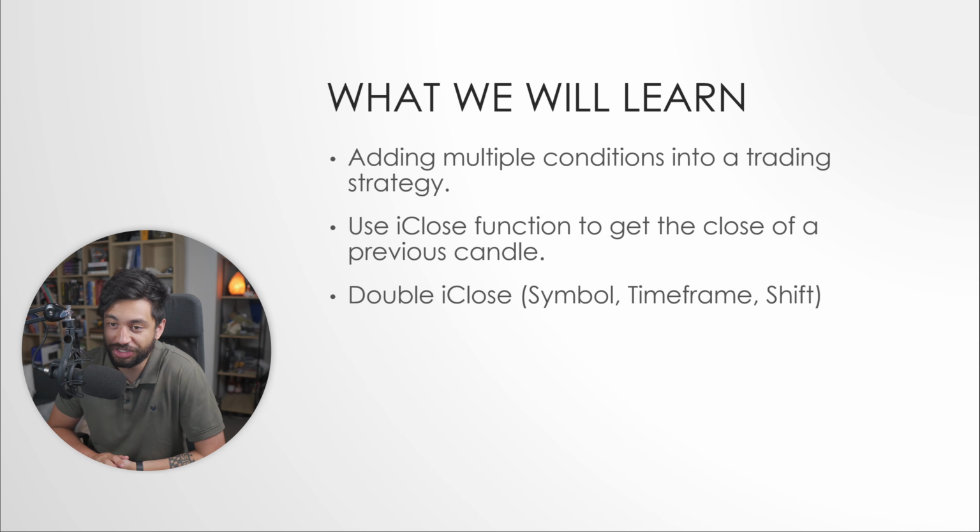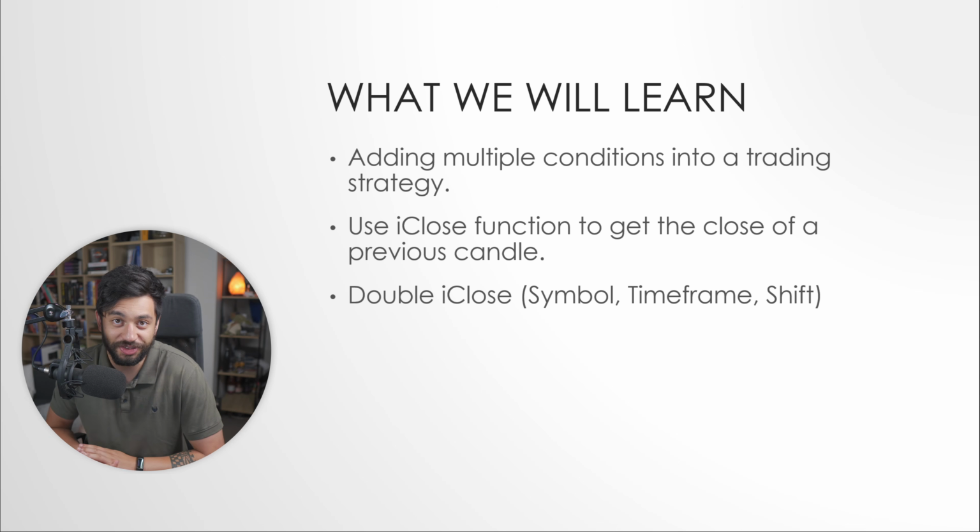Again, they're just entry conditions. However, the particular thing that I want you to note here is that we are going to be using the iClose function to get the close of the previous candle. And this iClose function is a double function which takes in the symbol, the time frame, and a shift. Don't have to really worry about the shift. We're not going to be using that one today. However, it's of course going to be taking into consideration the symbol and the time frame.